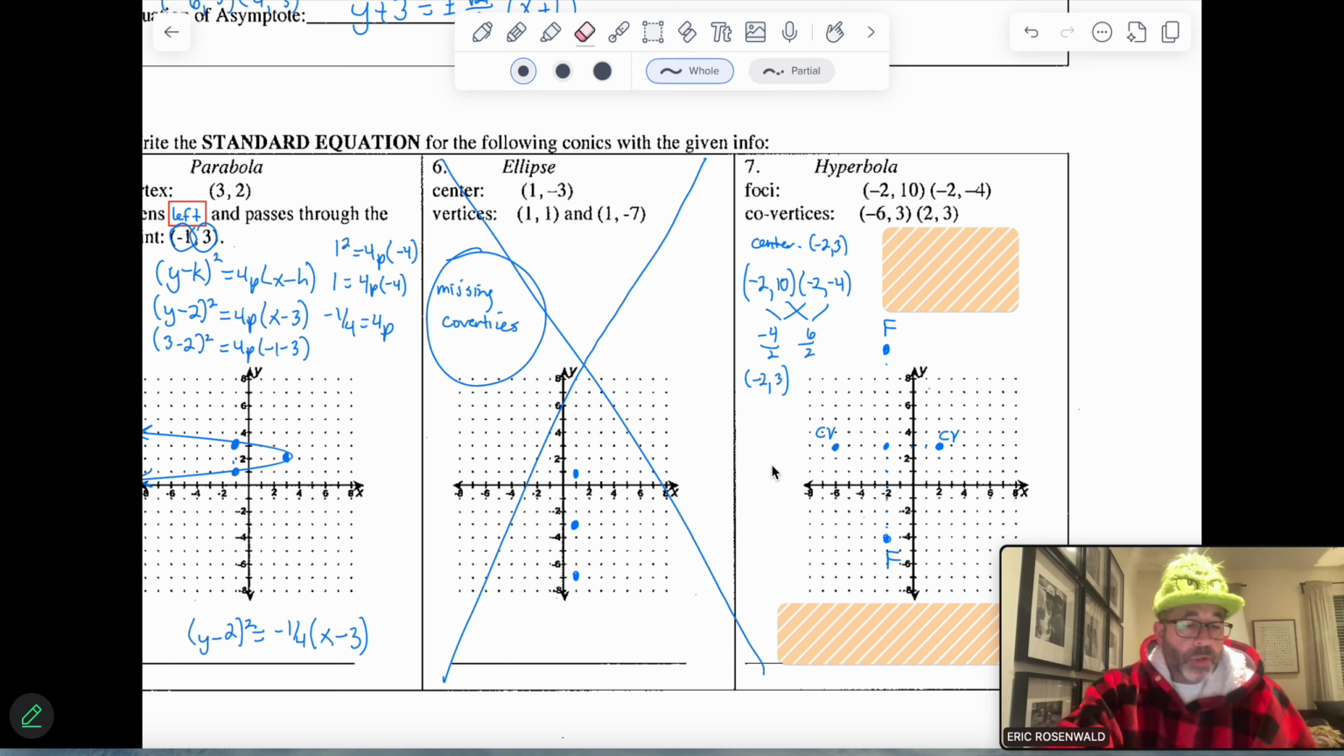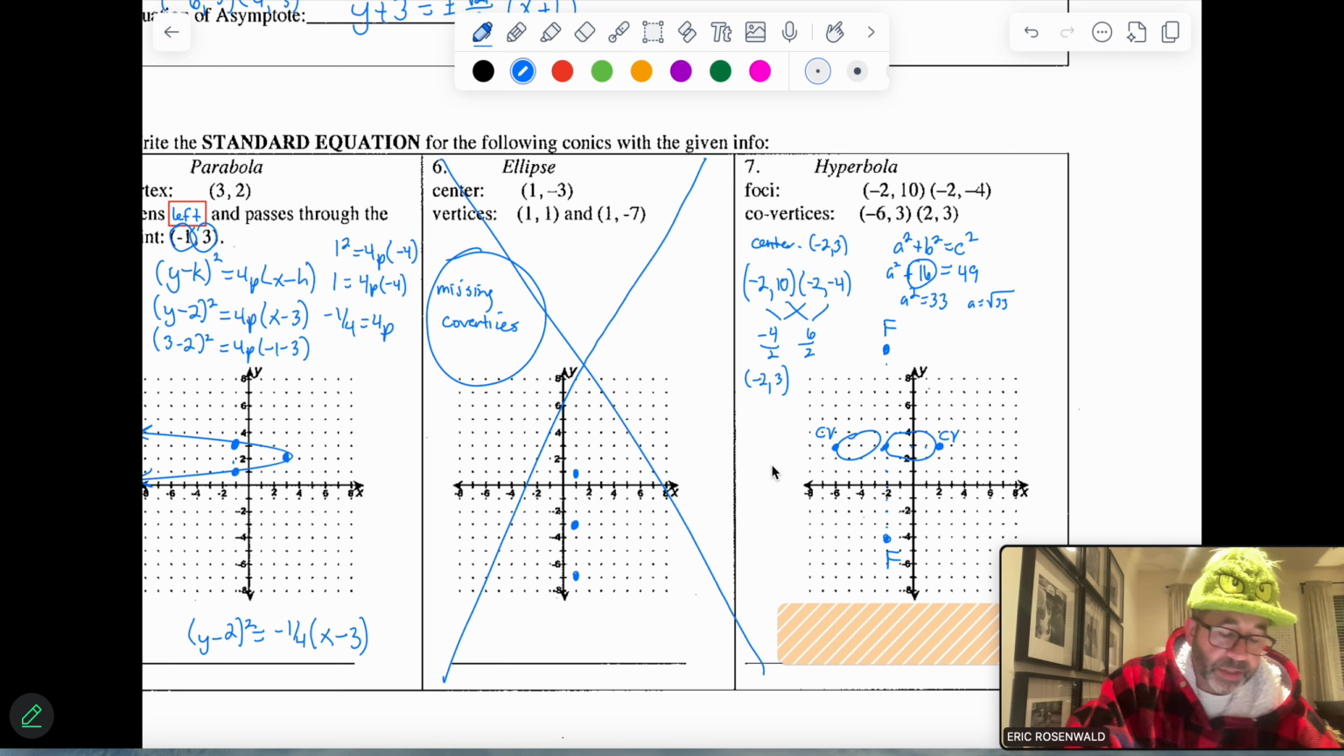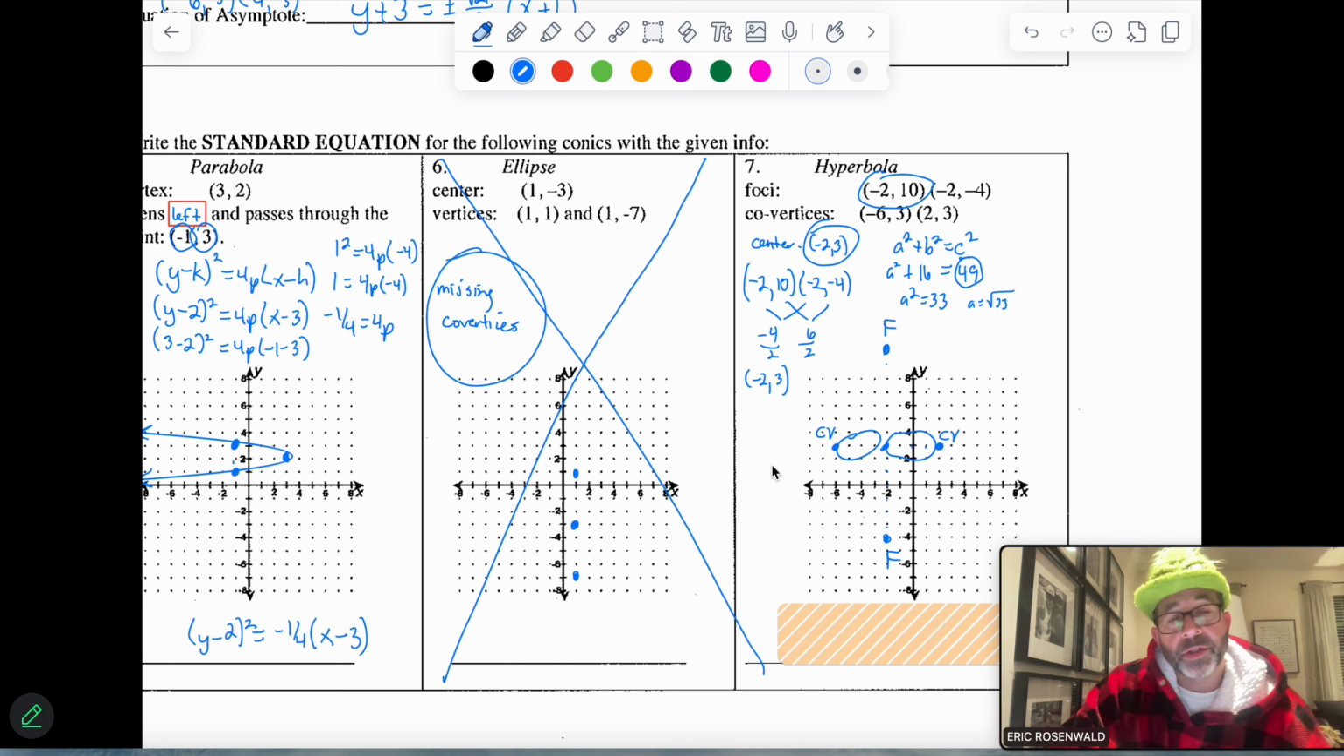Okay. Using that information and the other stuff that's provided, we know that a squared plus b squared is equal to c squared. We know that the distance between my center and my covertices here is equal to 4. You can see that just by mapping out or doing the distance formula. So that's where we get the 16 from. We can see that the distance from the center to the focus is equal to 7. So that means that my C value is going to equal 7. So that makes this 49. That tells you then that your A value is going to equal root 33. So A squared is equal to just 33.